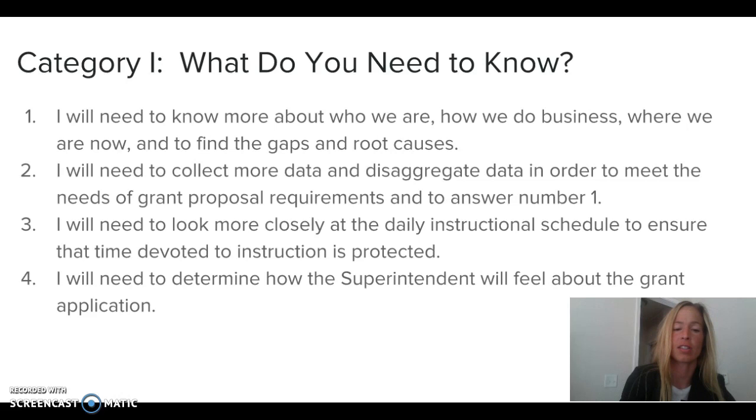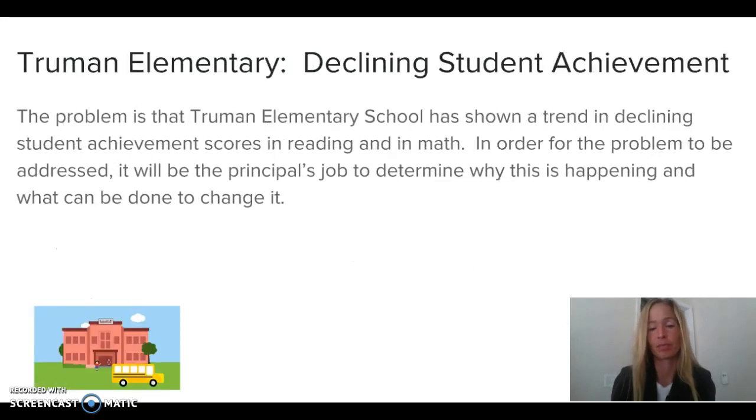What I need to know is, first I'm going to need to know more about who we are, how we do business, where we are now, and how to find the gaps and root causes. I'll need to collect more data, disaggregate that data in order to not only meet the needs of the grant proposal requirements, but also to answer the questions around gaps and root causes. I will need to look more closely at the instructional schedule throughout each day to ensure that the time devoted to instruction is protected. And I'll need to determine how the superintendent will feel about the grant application.